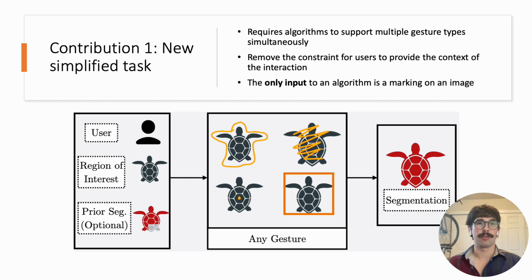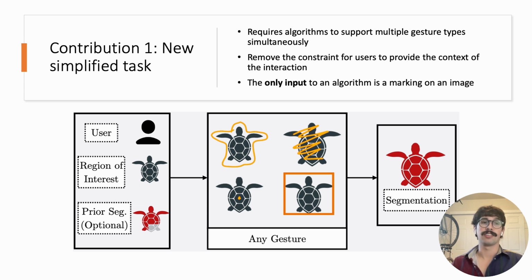To simplify this task, we first are going to require all algorithms to support multiple gesture types simultaneously without any knowledge of what gesture type is being employed. Meaning that a user, in theory, could just freeform draw over the image that they're interested in without having to specify what tool they're using. Moreover, we want to remove the constraint that users need to provide the context of the interaction, such that algorithms should infer the intent of the user when they're selecting a region in an image or refining a previous segmentation. To put this in simple terms, the only input to an algorithm is going to be a marking on an image or on a previous segmentation.